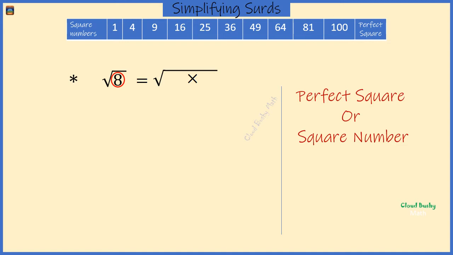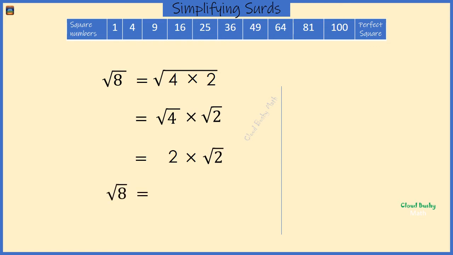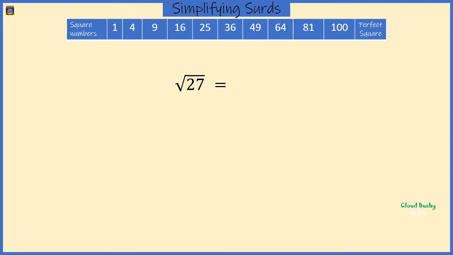The square root of 8 can be written as the square root of 4 times 2. 4 is a perfect square. Now we can split this into the square root of 4 times the square root of 2. We know that the square root of 4 is 2. 2 is not a perfect square, so we are not going to simplify it further. So we can write 2 times square root of 2. That means the square root of 8 is equal to 2 times the square root of 2, or 2 root 2 in short.